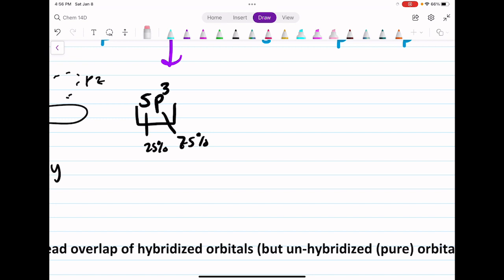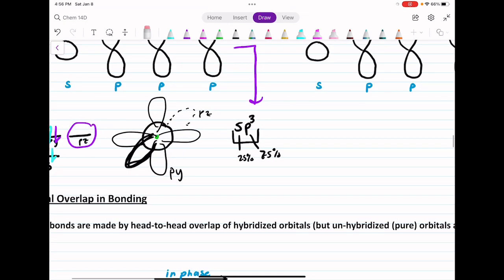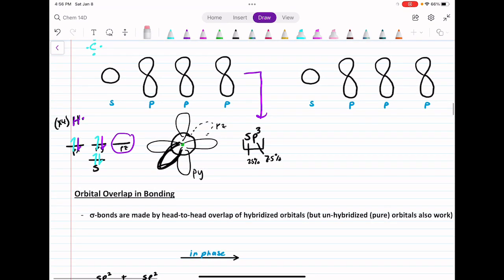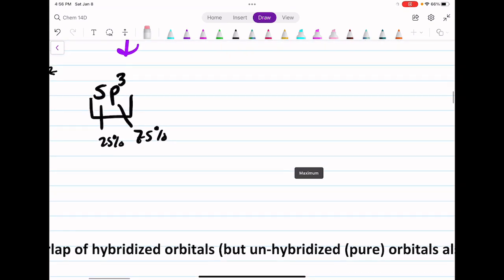If you think about this, it's similar to what we did with resonance hybrid. It just means that it looks more like a p orbital than it does an s orbital. That's what I mean by s character and p character. And I'll show you using the cartoons how that actually looks. But let's keep going with what I was going to talk about.